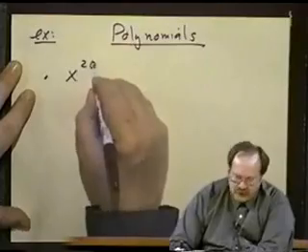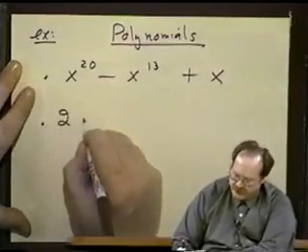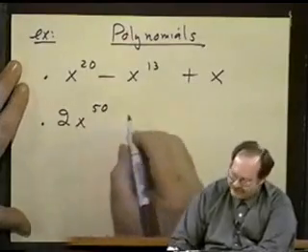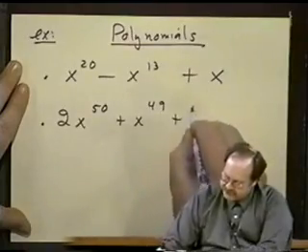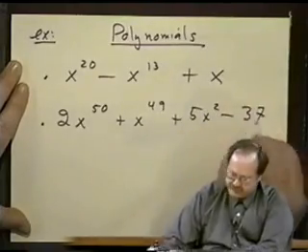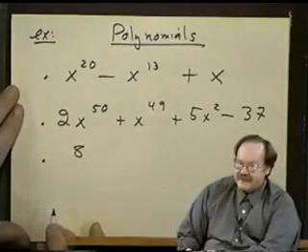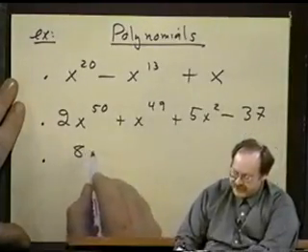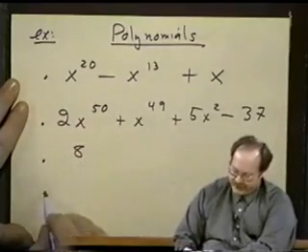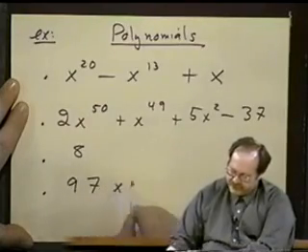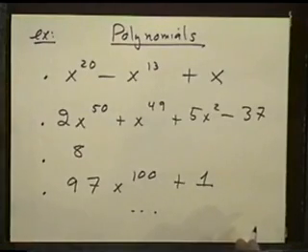Here's one. x to the 20th minus x to the 13th plus x. Here's another one. 2x to the 50th, I'm trying to take high powers here to give you a sense of what's going on, plus x to the 49th plus 5x squared minus 37. How about that? Here's another polynomial. 8. Remember, constants qualify because that's really 8 times x to the 0. So it's a polynomial. In fact, it's a monomial. And then here's a binomial. 97 x to the 100 power plus 1. And so on. You can create as many as you like.